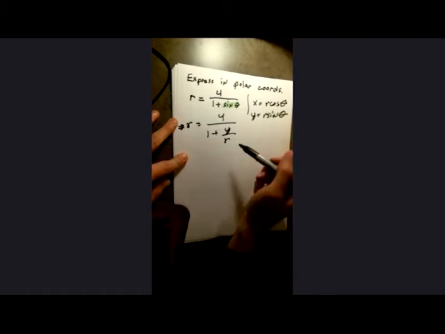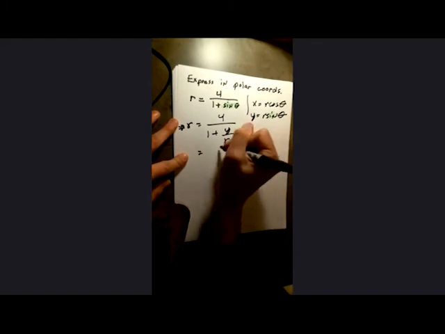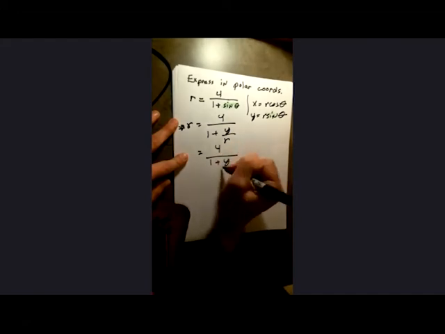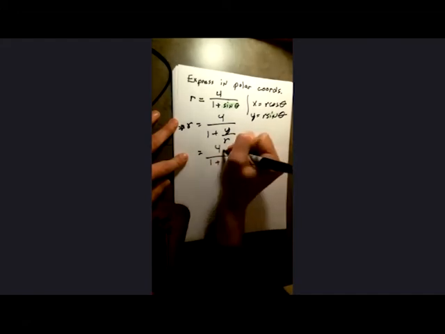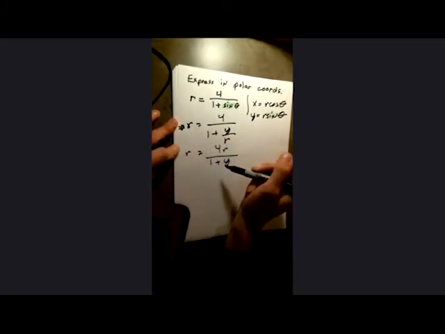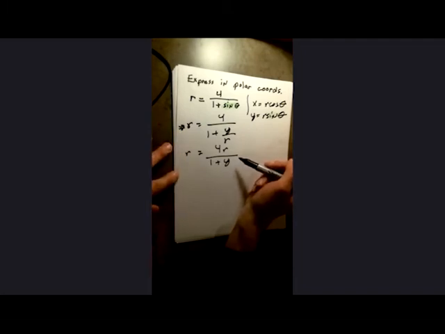Good news, we can find a common denominator. So this is going to be 4 over 1 plus y all over r, but we could invert and multiply, so it'll be r equals 4r over 1 plus y. And then I think we could divide both sides. Yeah. Divide both sides by r.